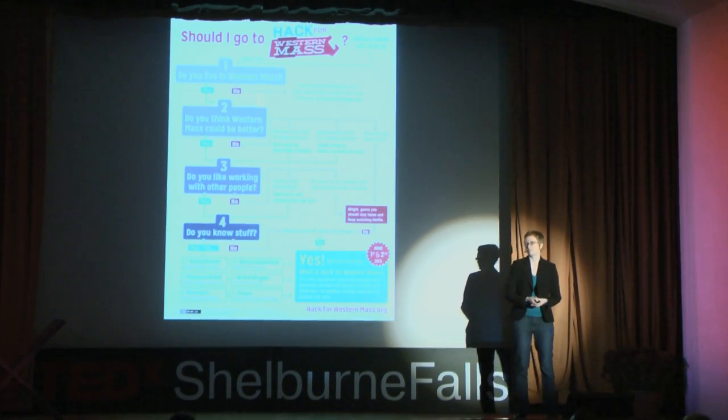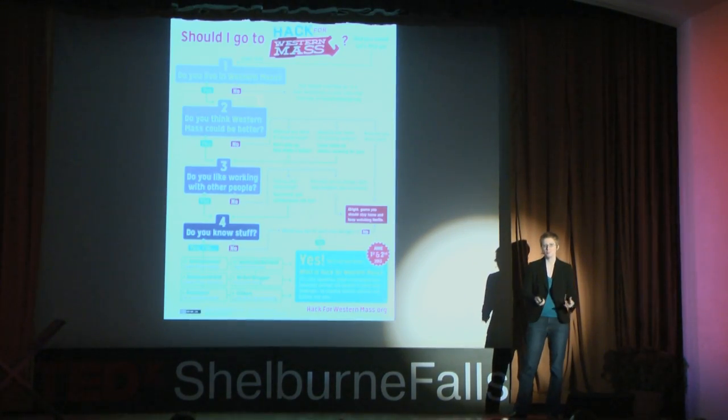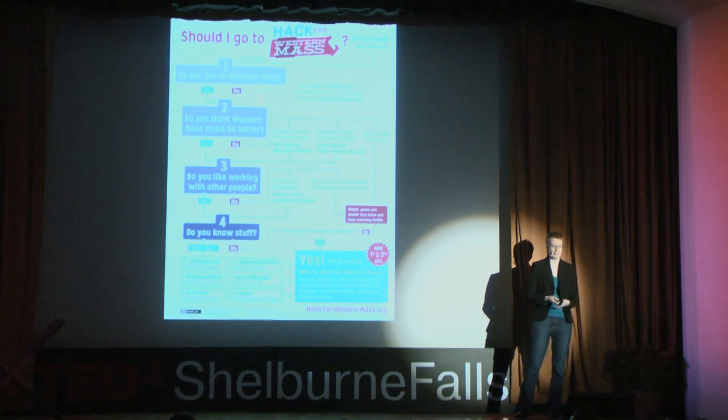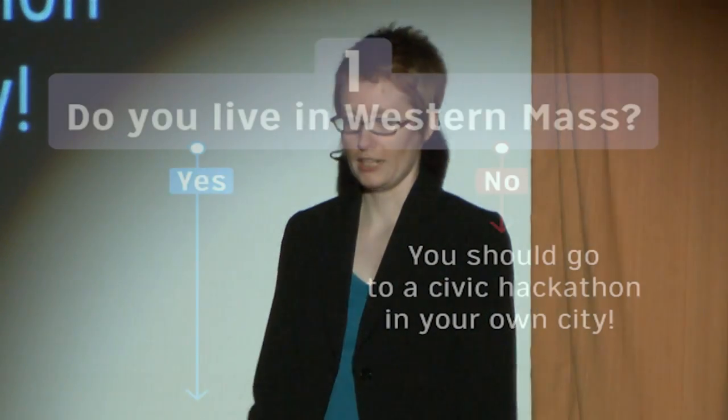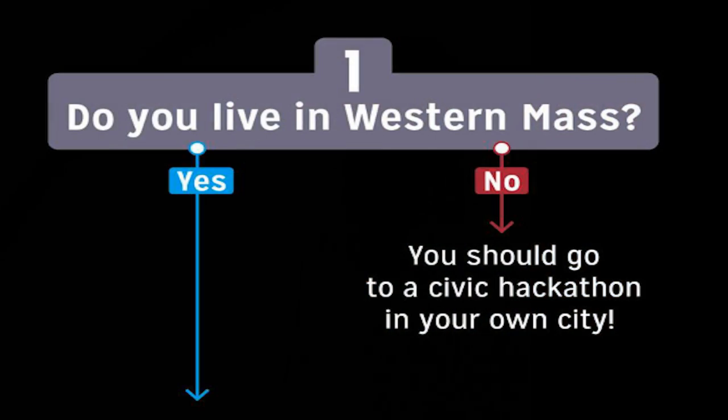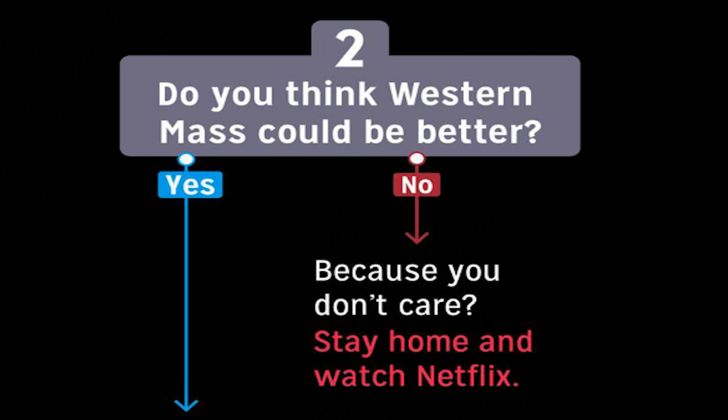This is our advertisement for Hack for Western Mass. It's a simple flowchart that helps somebody decide if they should come, and it's just 4 basic questions. Now let me walk you through it. So, first of all, do you live in Western Mass? Well, if you don't, there's probably a civic hackathon happening in your city that you should go to. Do you think Western Mass could be better? Well, if you don't, that's okay, but if you don't really care, then maybe you should just stay home and watch Netflix.